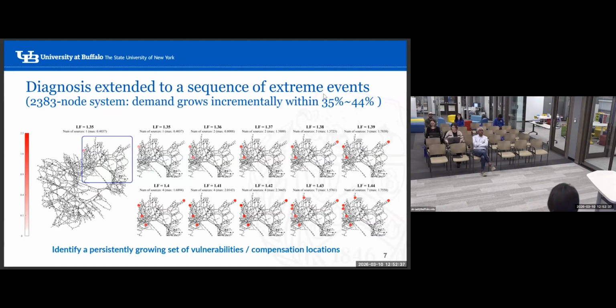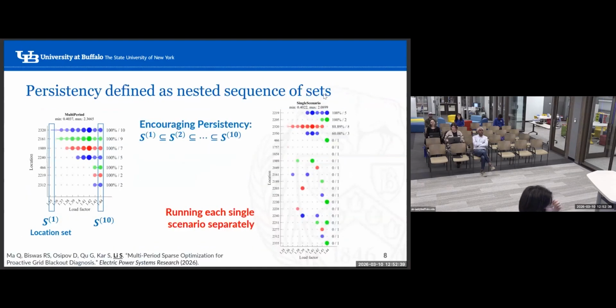evolution of your decisions. Things can be more clearly illustrated from this numerical plot, where here on the left, the x-axis represents the growing load level, and the y-axis represents the locations where you want to make compensations. If we define the set of locations at each step as S_t, persistency here is defined as a nested sequence of subsets, which intuitively means the set of locations you identified in previous steps will continue to be useful when the condition becomes worse, instead of just being abandoned.